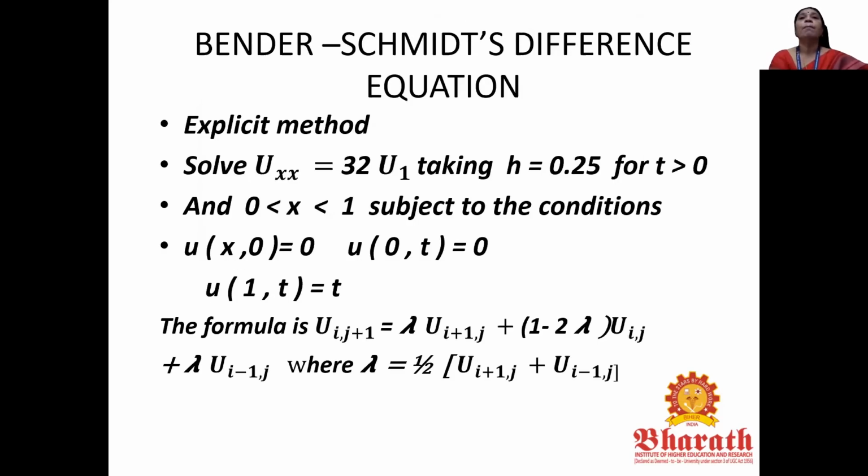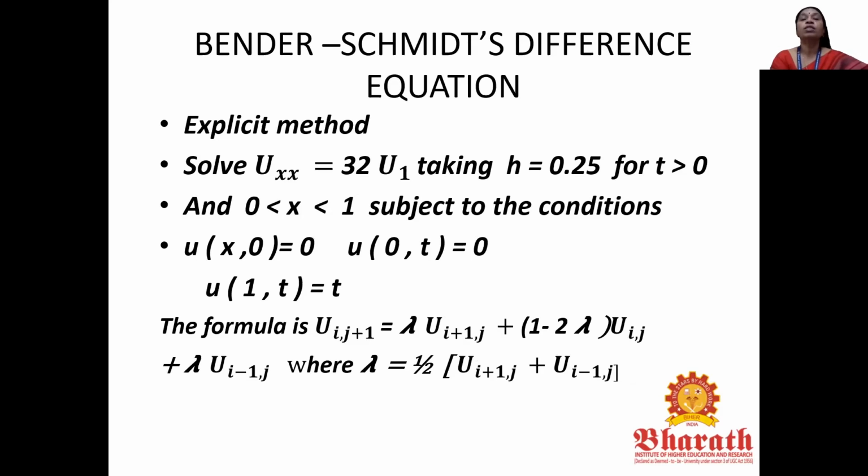So next is Bender-Schmidt's difference equation, explicit method. Solve u double x is equal to 32 into u t, taking h is equal to 0.25, for t greater than 0 and 0 less than x less than 1, subject to the conditions u of x comma 0 is 0, u of 0 comma t is equal to 0 and u of 1 comma t is equal to t.